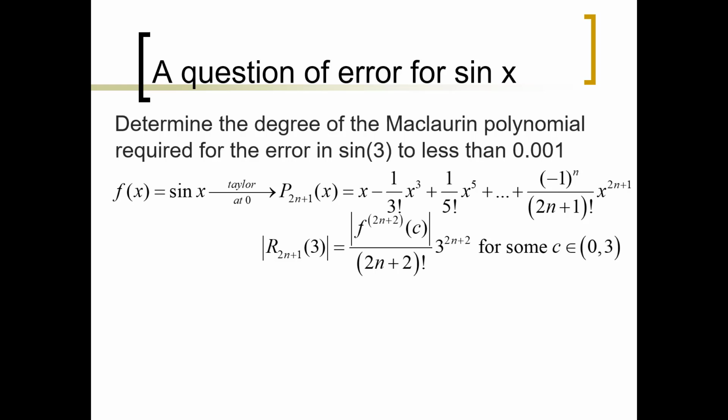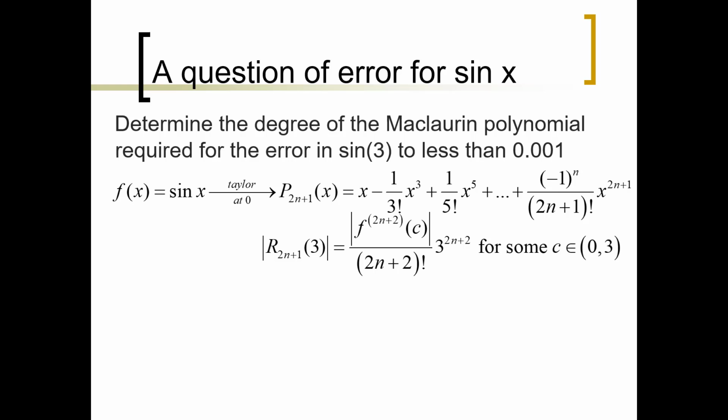Notice the 2n plus 2's; see how it's all more than the index for the remainder. The remainder is 2n plus 1. Everything else here is 2n plus 2. And the c is somewhere between 0 and 3. Now that derivative looks really pretty bad.